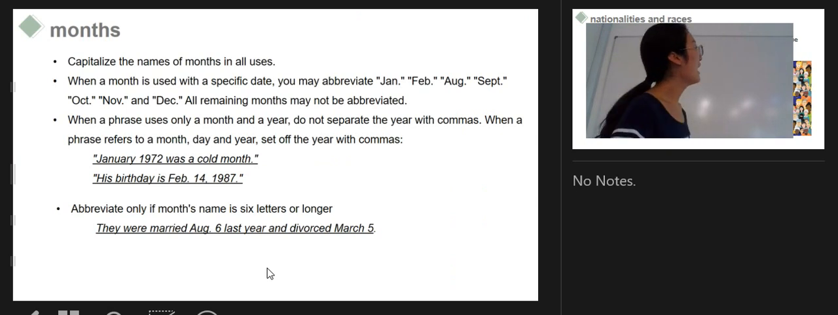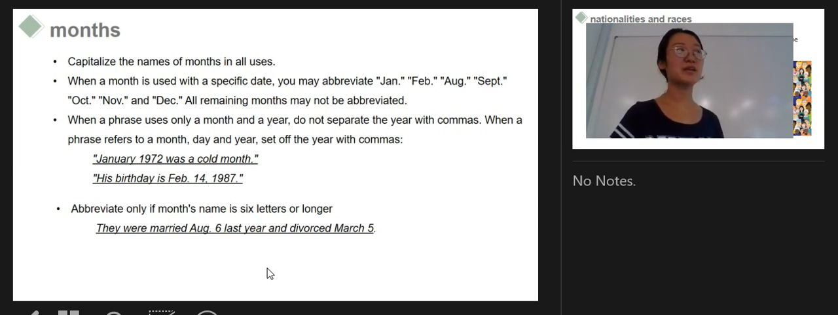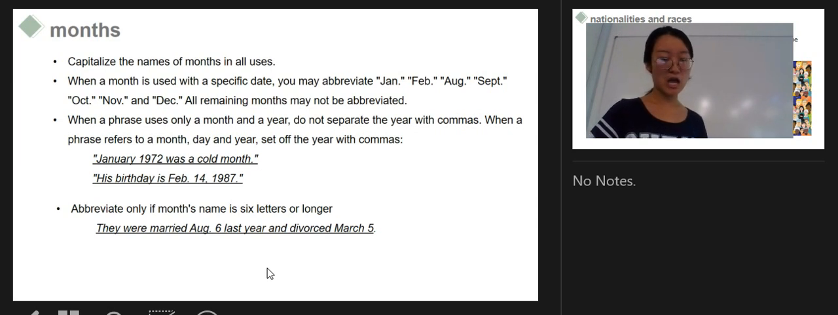And months. Capitalize the name of the month in all uses. When a month is used with a specific date, you may abbreviate January, February, August, September, October, November, and December. All remaining months should not be abbreviated. When a phrase uses only a month and a year, do not separate the year with commas. When a phrase refers to a month, day, and year, set off the year with commas. Abbreviate only if the month name is 6 letters or longer.